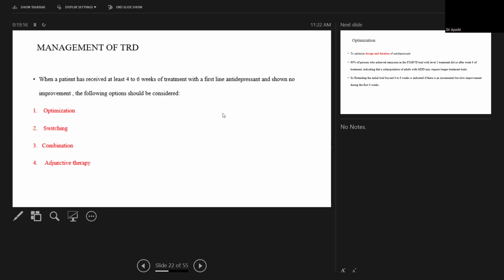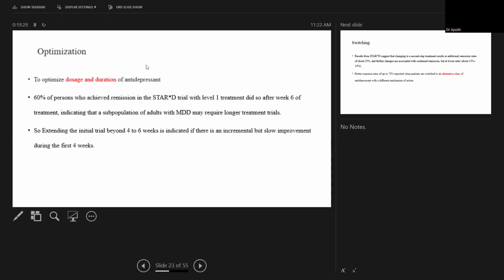So for patients who do not respond within 4 to 6 weeks of treatment with first-line antidepressants, the following treatment options can be considered. It is either optimization, switching, combination, or adjunctive therapy. What is optimization? To optimize the dose and duration of the antidepressant.